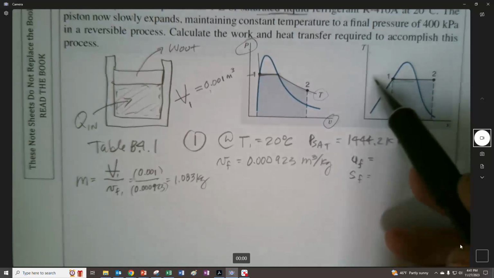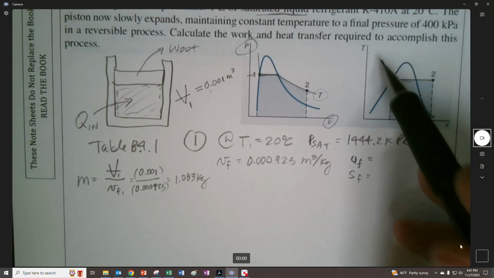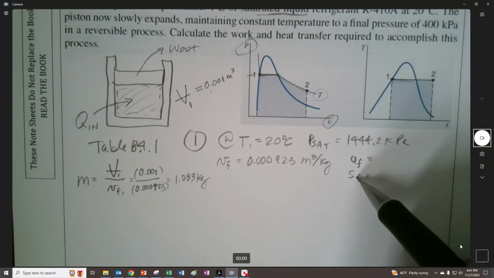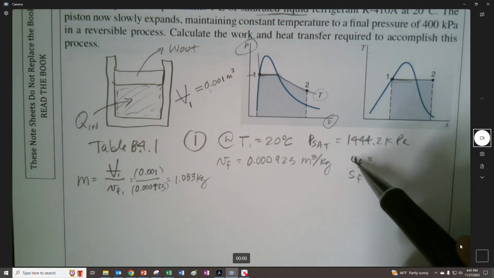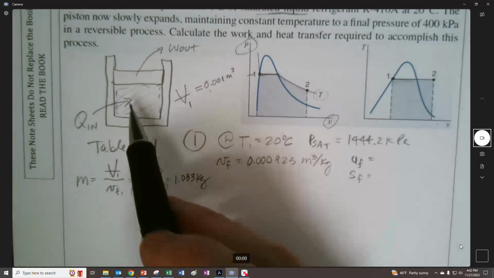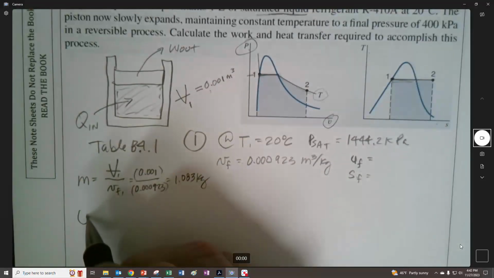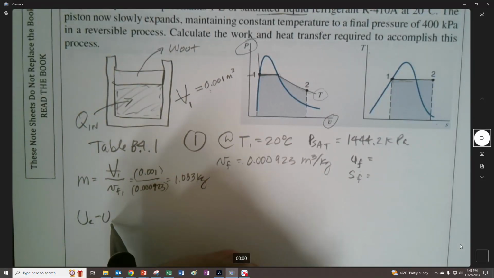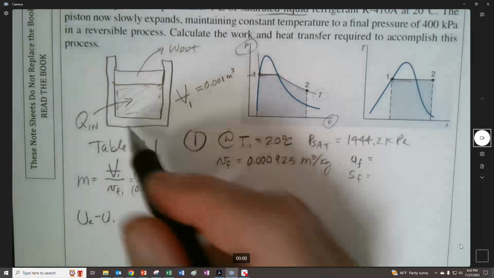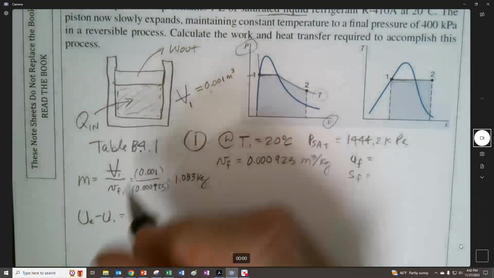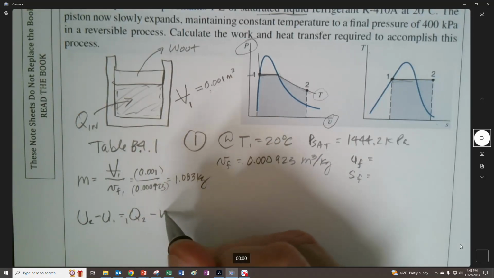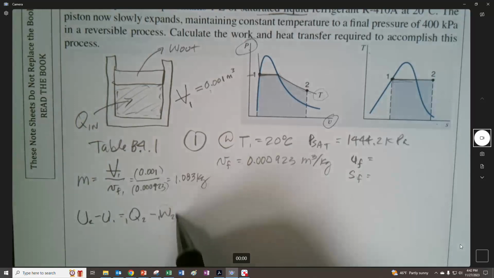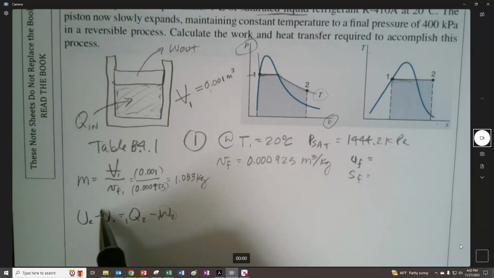It wouldn't be true unless it's in a reversible process. But so we need this S, and then once we get that heat, we'll be able to subtract out the U, because it's one group of stuff. Remember the big picture: U2 minus U1 for a closed system like this is going to be Q1 to 2 minus work 1 to 2. So we'll be able to find work if we find heat and we find this change in U, right?